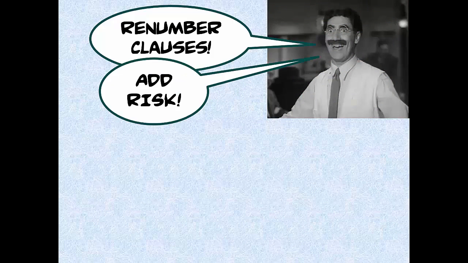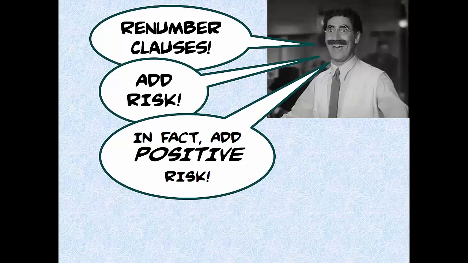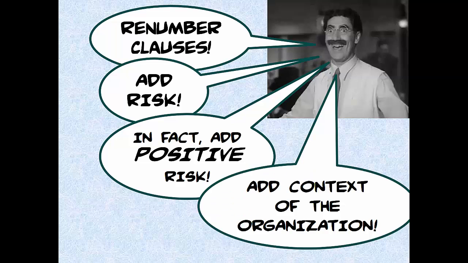So, what did they come up with? They said, hey, TC-176, renumber your clauses, add risk. And in fact, they told them to add something called positive risk. And then they said, go ahead and add context of the organization. All of this was in Annex SL. And suddenly TC-176 was faced with these mandates.